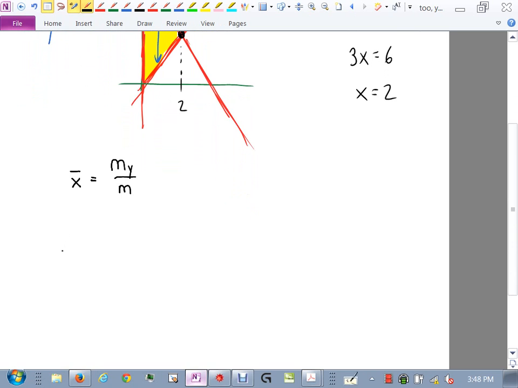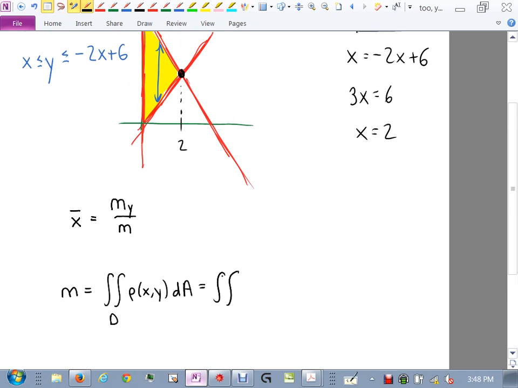And I'll start with mass. The mass is defined to be the double integral over D of just your rho of xy, dA, which for us will be the integral from 0 to 2, from x to negative 2x plus 6. And then what are we integrating? The density function, which is x squared, and we're going dy dx.